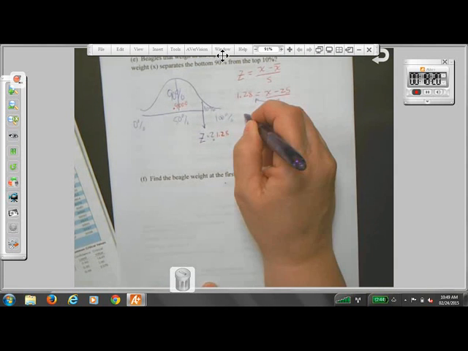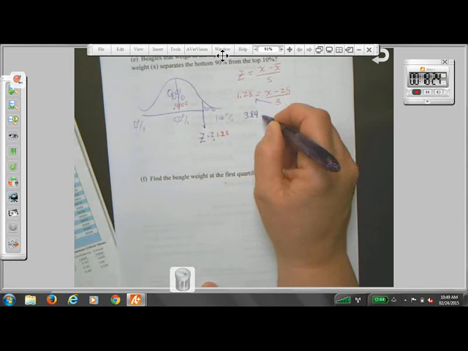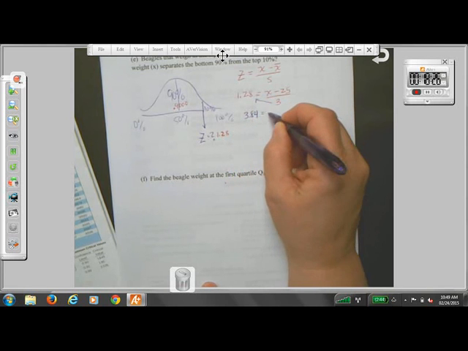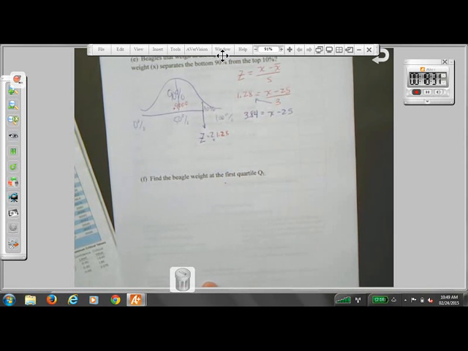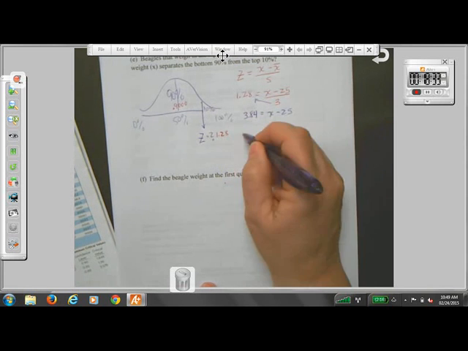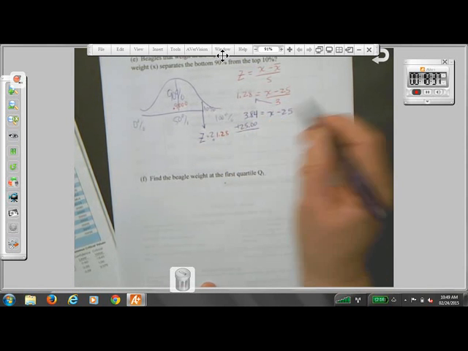It's very important that you're careful with the signs, negative and positive signs, in this kind of problem. So X minus 25. Now what's the next step? Add 25 to both sides. So we're adding 25, and this is 25.00.